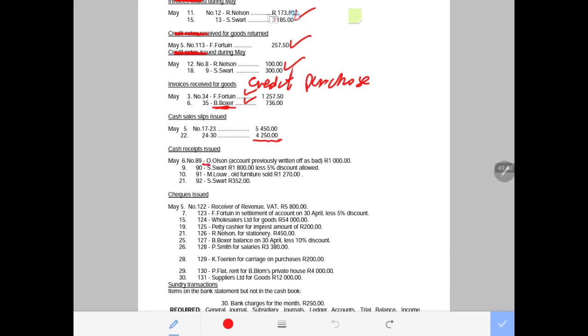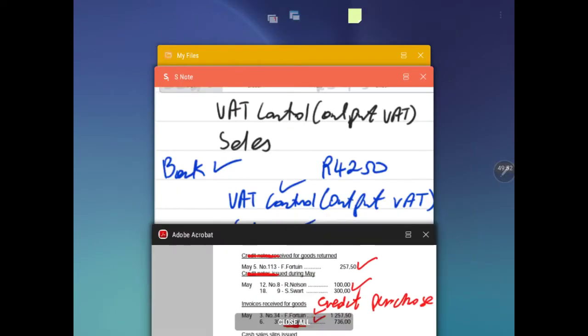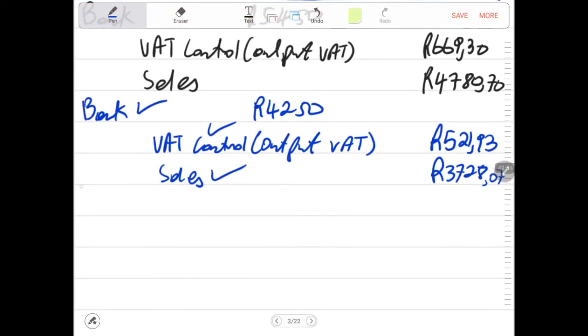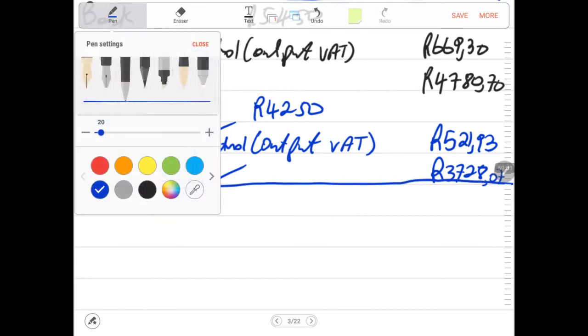This customer is also in account previously written off as bad debt, 1,000. So this customer paid us previously, he was recorded as irrecoverable. Then now we need to account for this. How do we do this? Remember, this person is no longer a debtor to us. He was a debtor, written off, no longer a debtor, and he came back and settled the account.